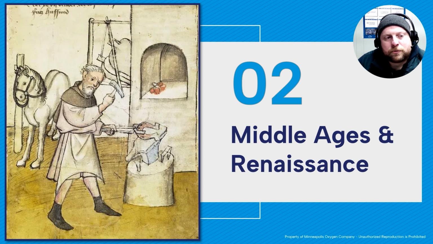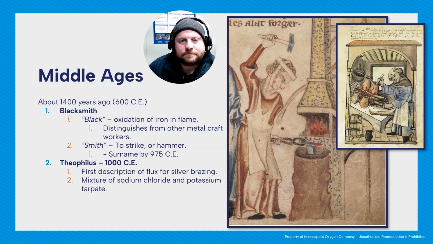Keep on marching through to the Middle Ages and Renaissance. The Middle Ages started about 1400 years ago, or 600 CE. It's the first time we see blacksmith being used as a title. The word blacksmith comes from black, which references the oxidation of iron and flame. We know that slow oxidation of steel or iron is red, that's rust. But rapid oxidation is usually much darker, black, dark blue, that sort of thing.